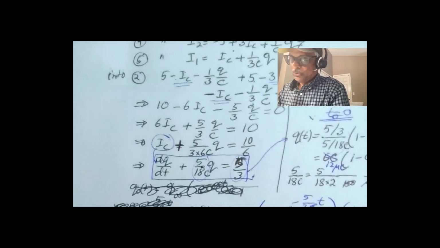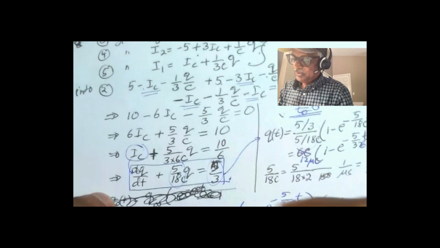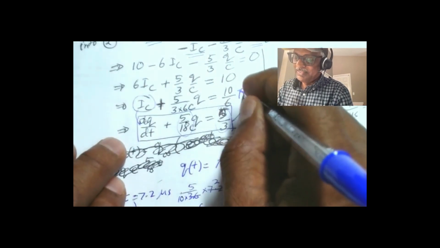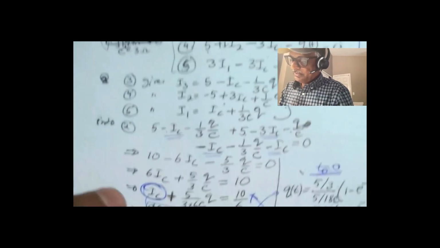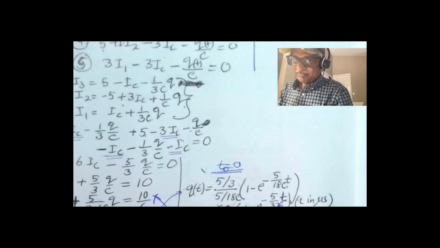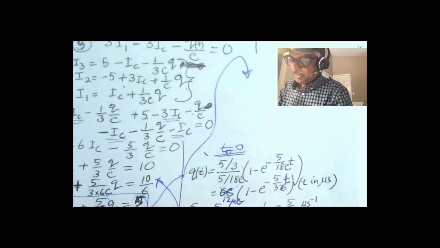Of course, I can get the Q from here and then plug it into here to get IC, the current in the capacitor, right? The question is the current in the capacitor and not the charge in the capacitor. But if I have the Q formula like this, then let me bring it over here.